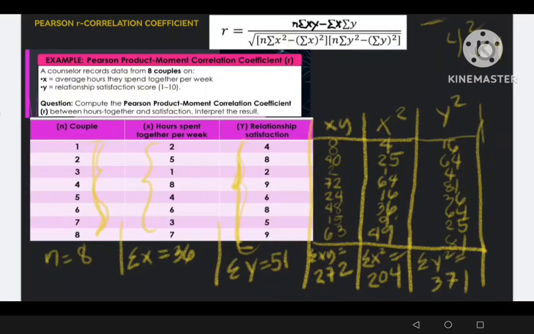So remember this result from our table. We have N equal to 8. Summation of X is equal to 36. Summation of Y is equal to 51. Summation of X times Y is 272. Summation of X squared is 204. Summation of Y squared is 371. So we will place these in our formula. Take note of these. Using our formula, we will now substitute.